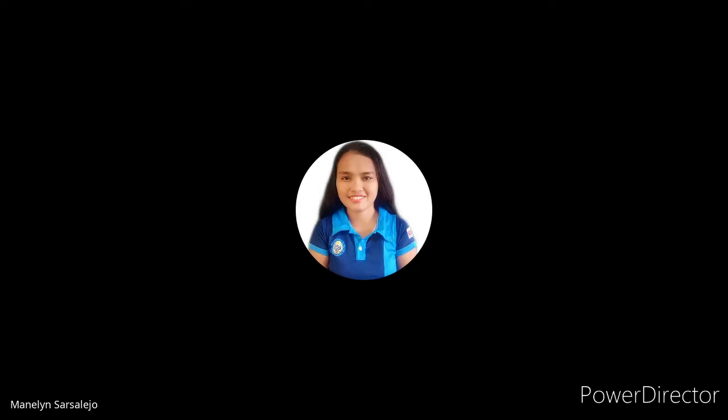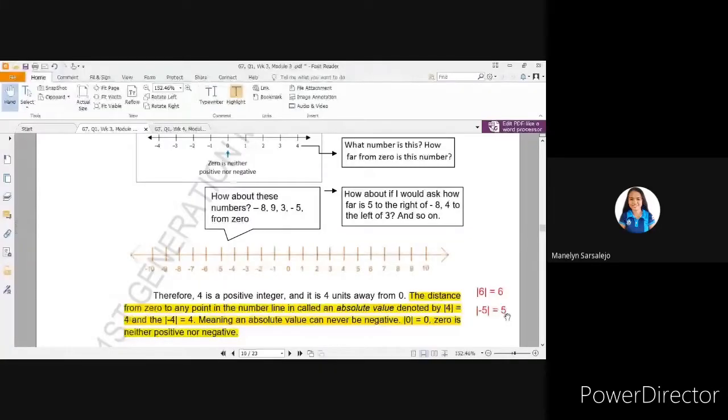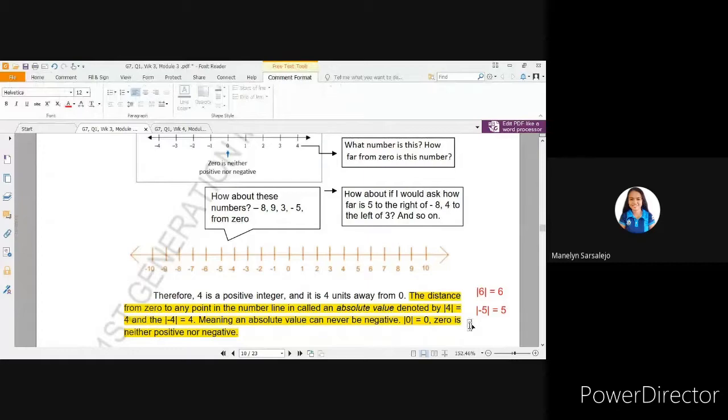You can observe from these two examples, the absolute value of a positive number is positive and the absolute value of a negative number, which is negative 5, is still a positive number, which is 5. So this means absolute value can never be negative. Okay, so bisan pa og negative, positive gihapon ang absolute value. Okay, let's have another example. Absolute value of negative 100. Okay, the answer is positive 100. Okay, still a positive number.